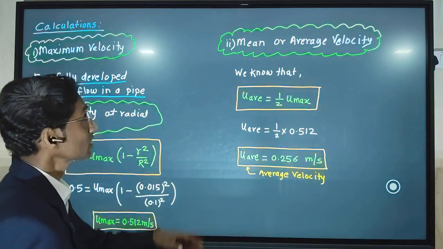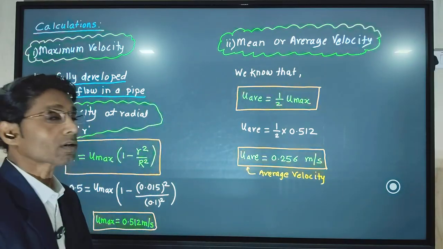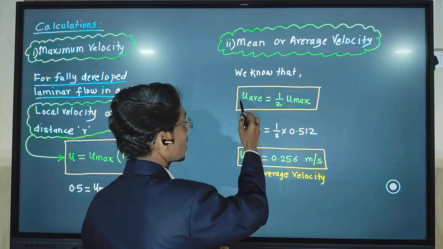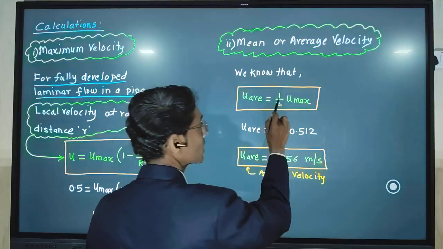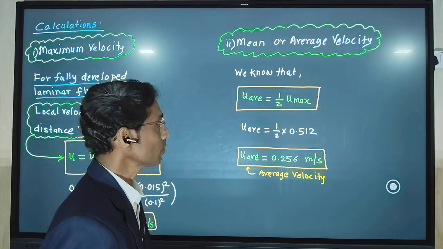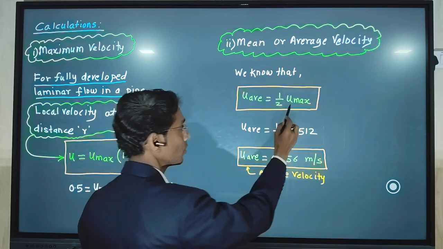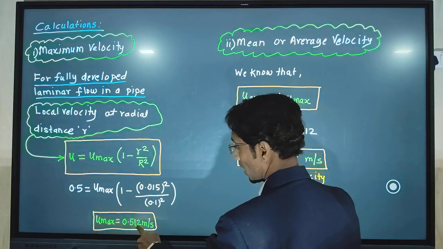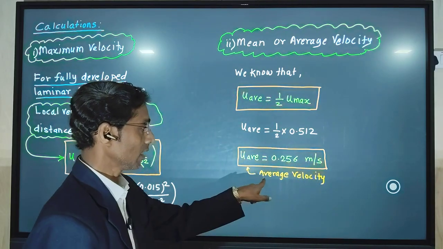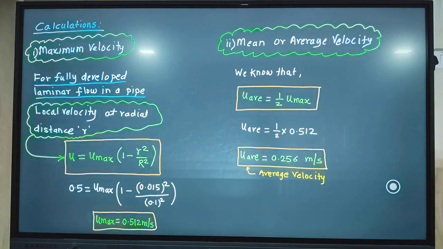After that, the second calculation is of mean or average velocity. For that, we use from the theory the relation between average velocity and maximum velocity. Average velocity is half of maximum velocity. So average velocity is equal to 1 by 2 into value of maximum velocity calculated here. After the calculation, we find the value of average velocity in meter per second.